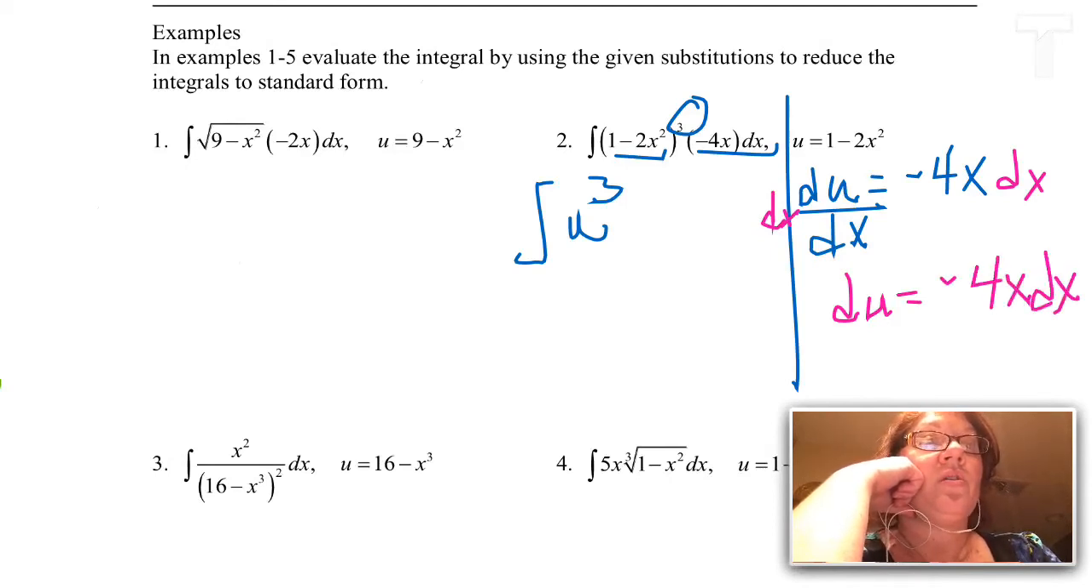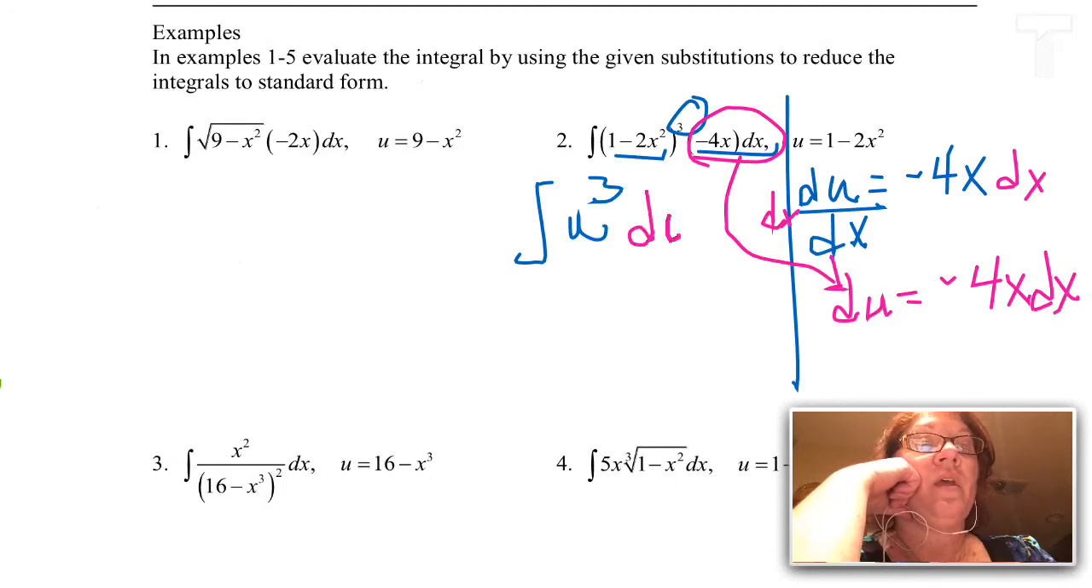And oh my gosh, look, that's all of that stuff. So I'm going to be plugging in du. And now I can integrate, so I'm going to power back up. Oops, I didn't mean to write an integral symbol. So I'm going to power back up. So I'll have u to the 4th divided by 4 plus my vitamin C.